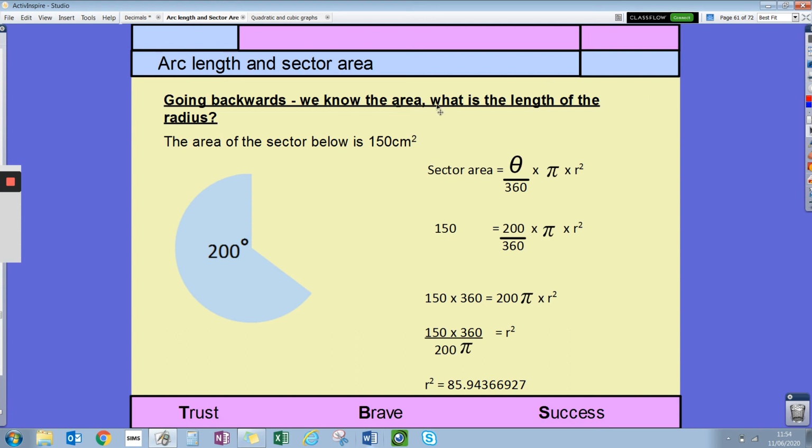I'm not quite there, because it's not asking for the radius squared, it's asking for the radius. The opposite of squaring is square rooting. So I'm going to square root this, 85.943, to give me my radius, which is 9.3 centimetres to 1 decimal place.